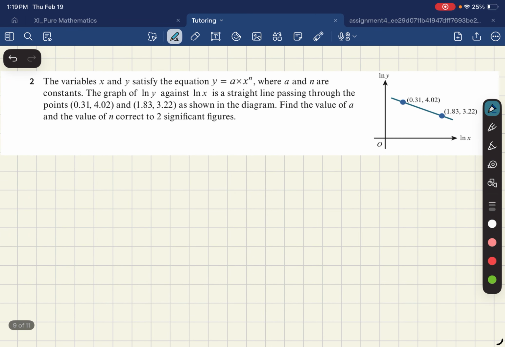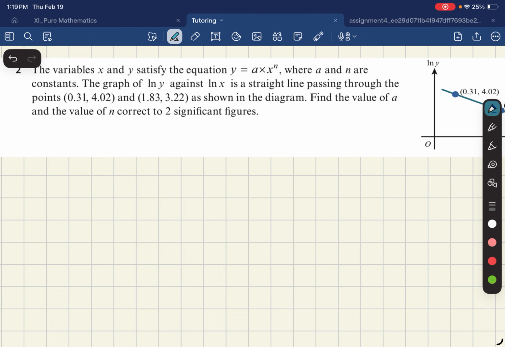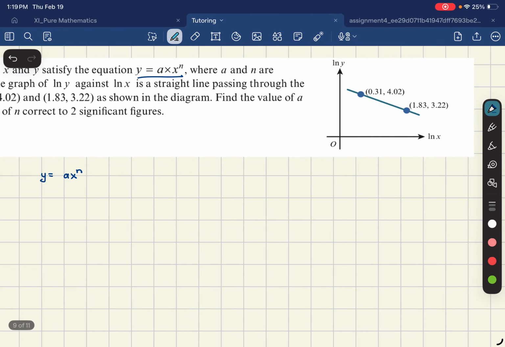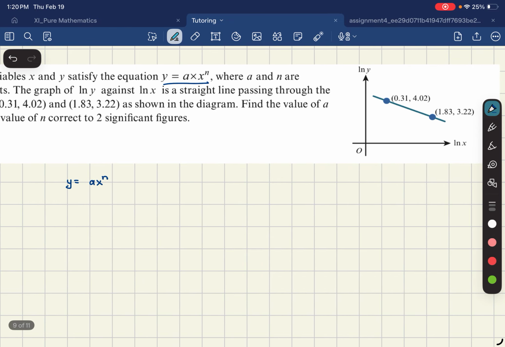Now let's move on. This is a more practical question, and these skills are very, very helpful, especially when you start doing your practicals, when you're doing your experiments in physics and chemistry. Not all relationships are linear. That's why logarithms pop up a lot, because it's easier to plot these relationships, especially when you have ln or log involved, because then your graph becomes linear. So the variables x and y satisfy the equation y is equal to ax to the power n, where a and n are constants. The graph of ln y against ln x is shown, and it passes through 2 points. So find the value of a and find the value of n correct to 2 significant figures.